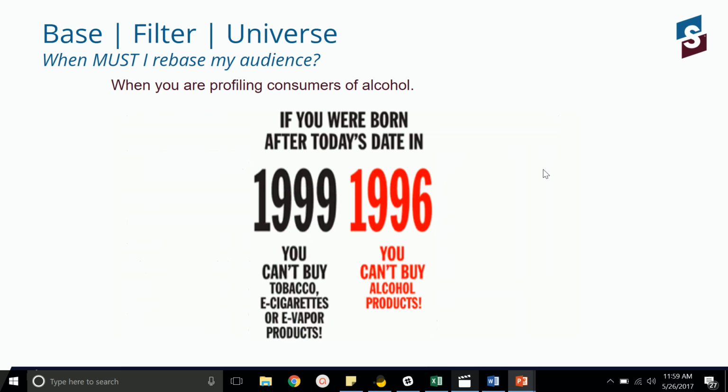And then lastly, we have when you're profiling consumers of alcohol. You absolutely want to rebase your audience to be respondents 21 plus when looking at alcohol products, because otherwise you will be including a portion of people who are not even legally allowed to drink and therefore did not respond to the questions regarding alcohol.